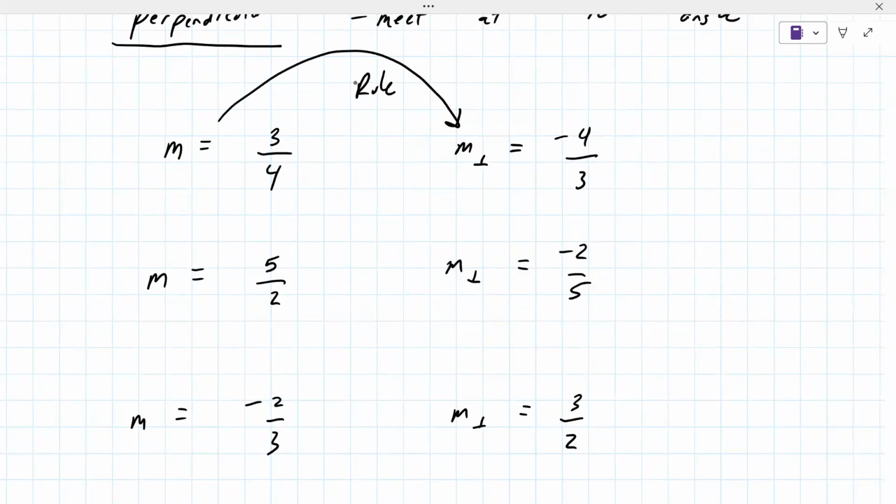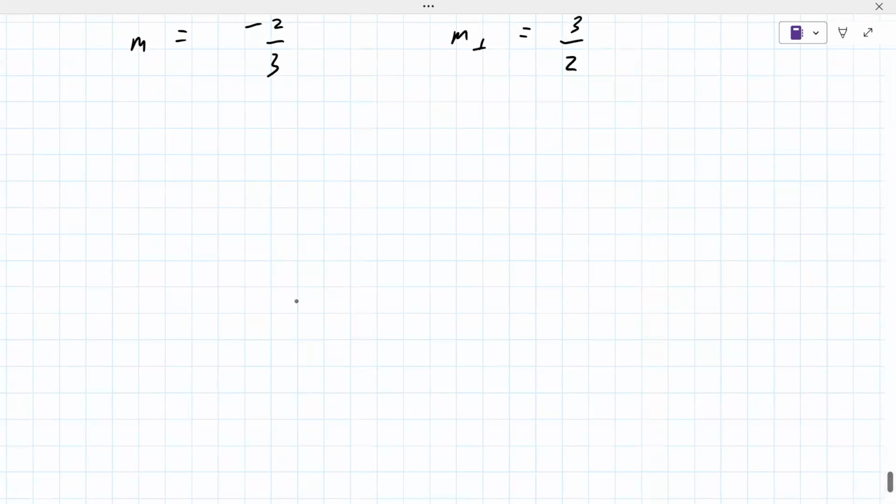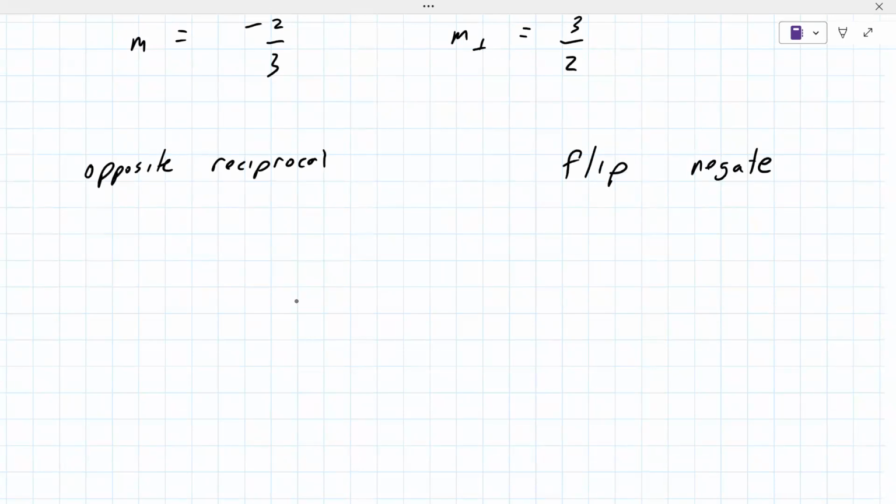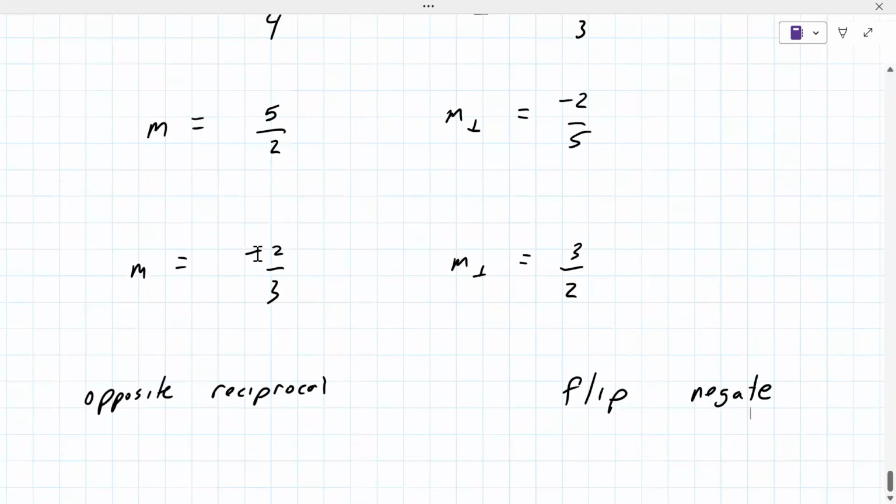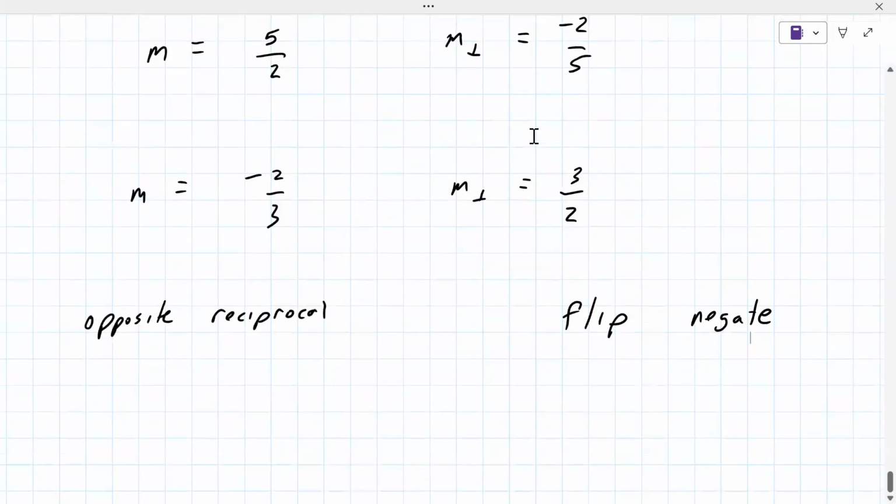Are you just like flipping it over and making it negative? Yes, yes. There's two ways that people say it. Opposite reciprocal, which is what I like. That's not the only way. The other one I've heard is flip, negate. In either case, you are flipping and then negating. So if one's negative, the other's positive, one's positive, the other's negative.